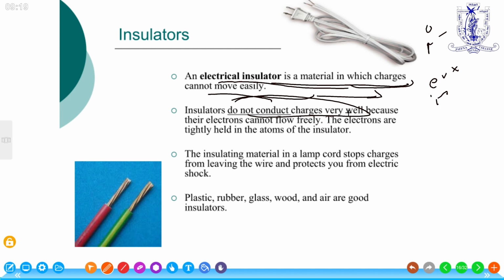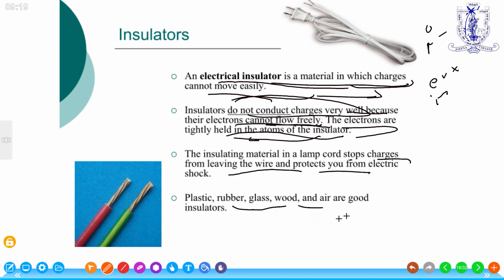Insulators do not conduct charges because the electrons cannot flow freely. The important thing is that they cannot flow freely. Their electrons are tightly held in the atoms of the insulators. There are no free electrons and no movement of electrons; they are packed closely. This is an insulator. The insulating material in the lamp cord stops the charges from leaving the wire and protects you from electric shocks. Plastic, rubber, glass, wood, and air are some examples of insulators.